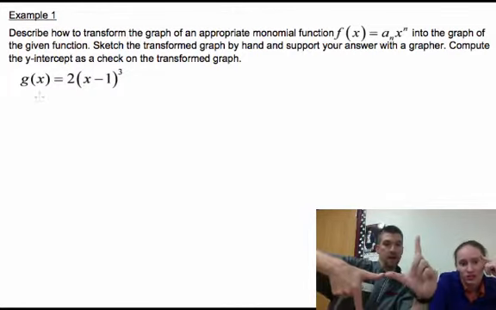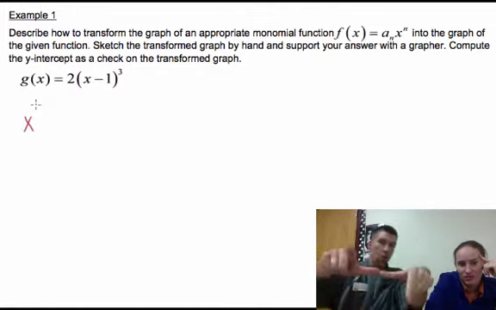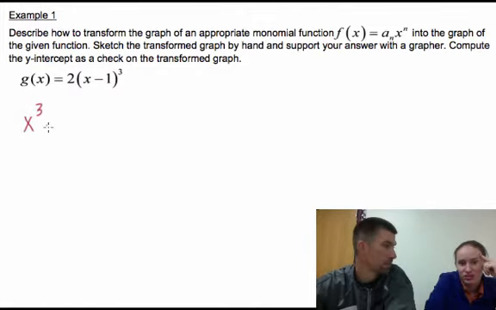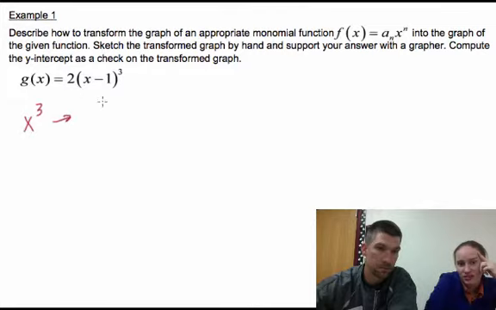X cubed is going to have this kind of shape. So we start with x cubed, and then here are the transformations that are happening. This is from last chapter. We would have this -1 inside the parentheses, so it would be right one.